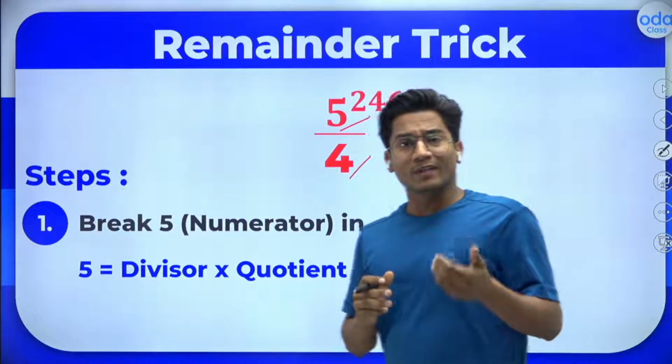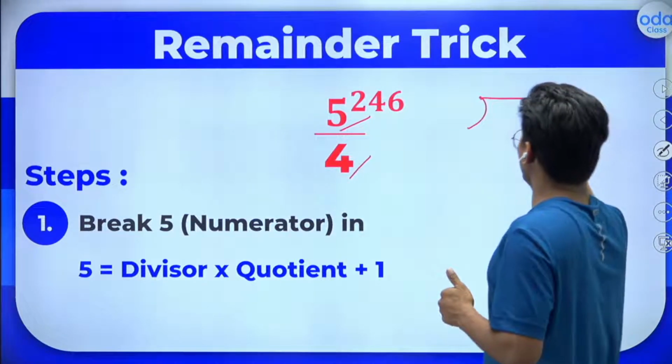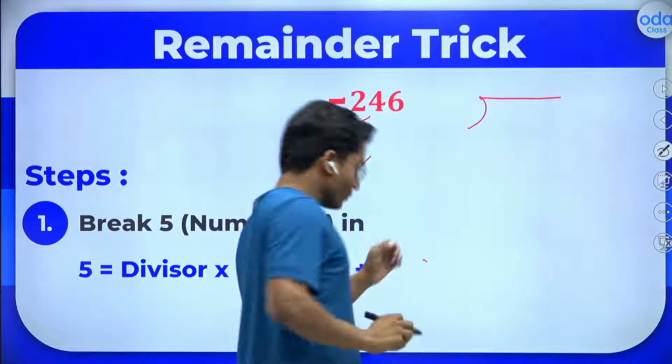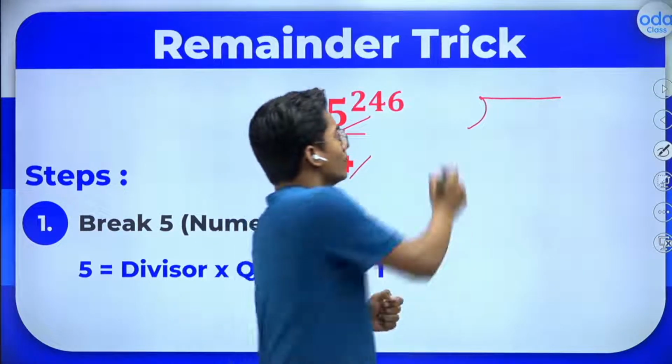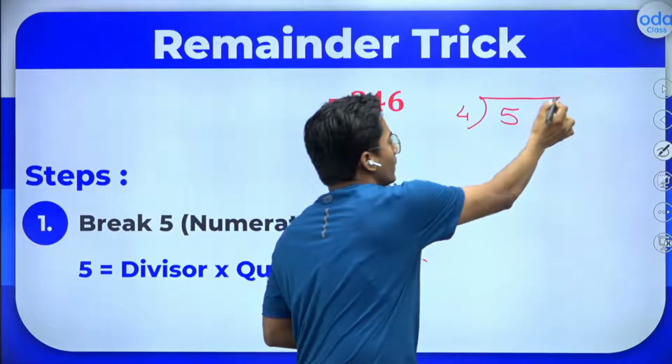So how can we represent it in this way? You know that whenever you have this, just do the division, right? So you can do the division here. I'll be having, let's suppose, 5 and 4. Why am I doing this?